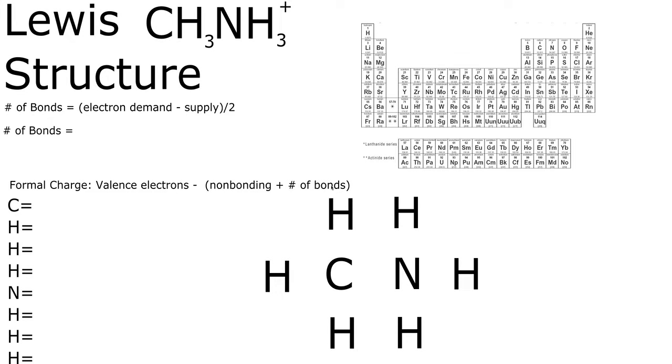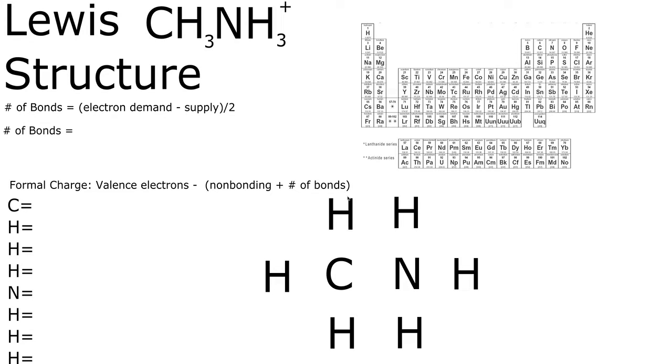Okay, we will be constructing the Lewis structure for CH3NH3. First off, let's look at this equation right here. This number of bonds is going to tell us how many bonds this molecule should contain. What is the electron demand? Well, the electron demand is telling us how many electrons each atom would like to have a noble gas configuration.